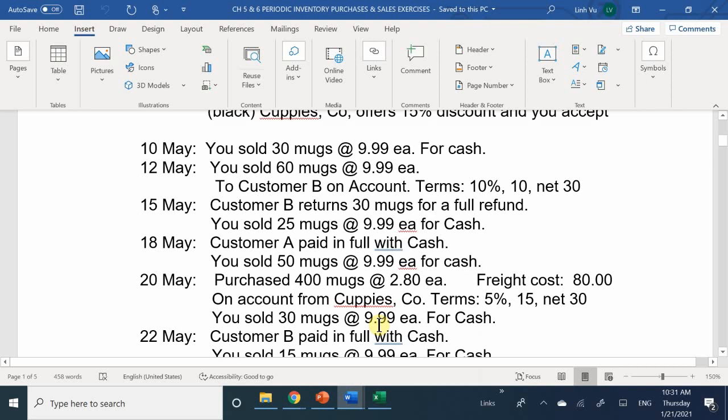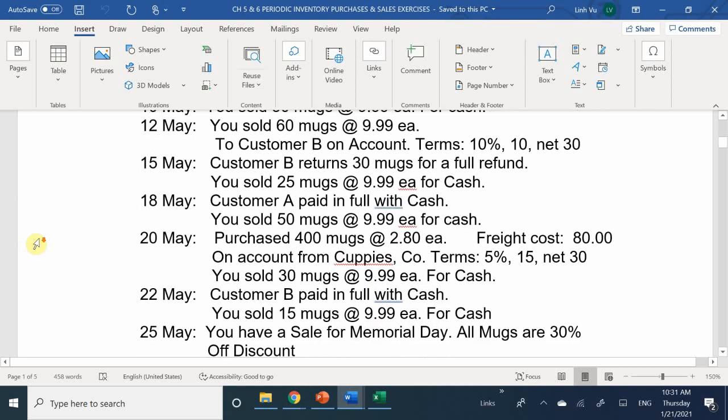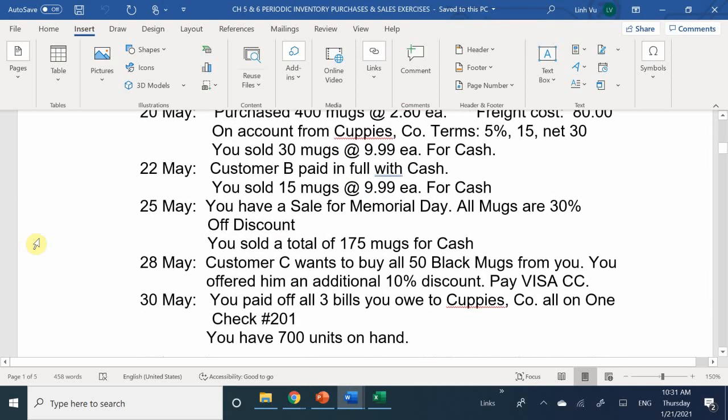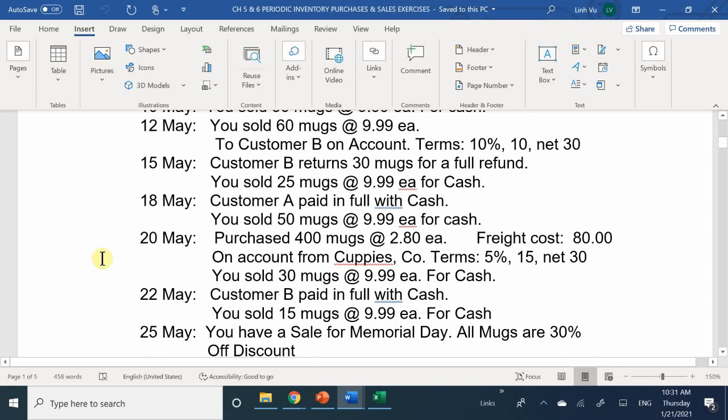So now that we finished that one, May 20th rolls around. You end up purchasing an additional 400 mugs at $2.80 each, freight costing you $80, and it's on account from Cuppy's Co., so they gave you another terms of 5/15, net 30. So how are you going to journalize this?